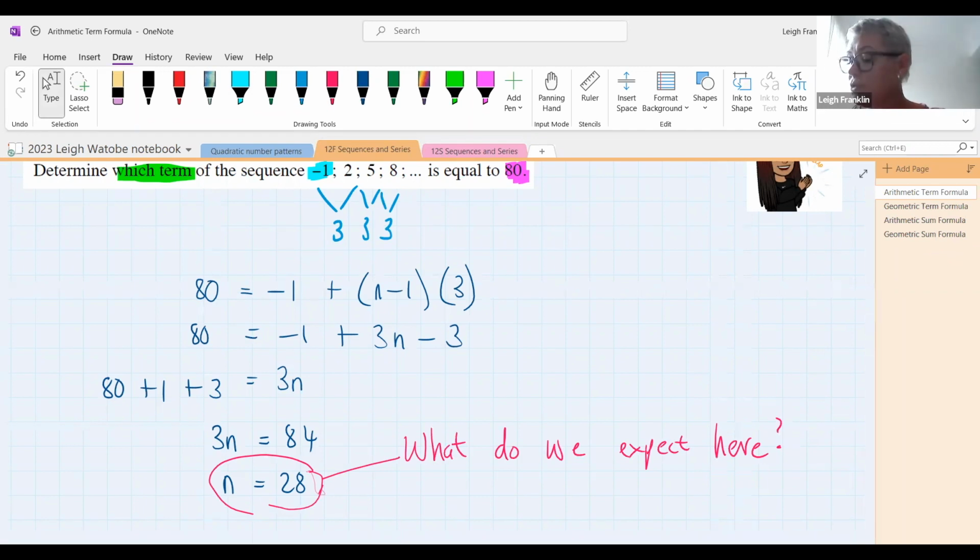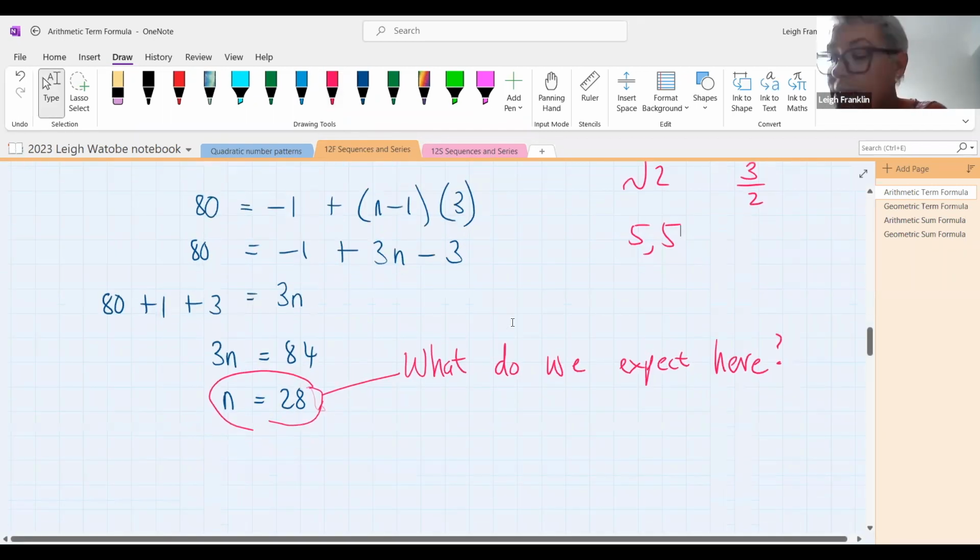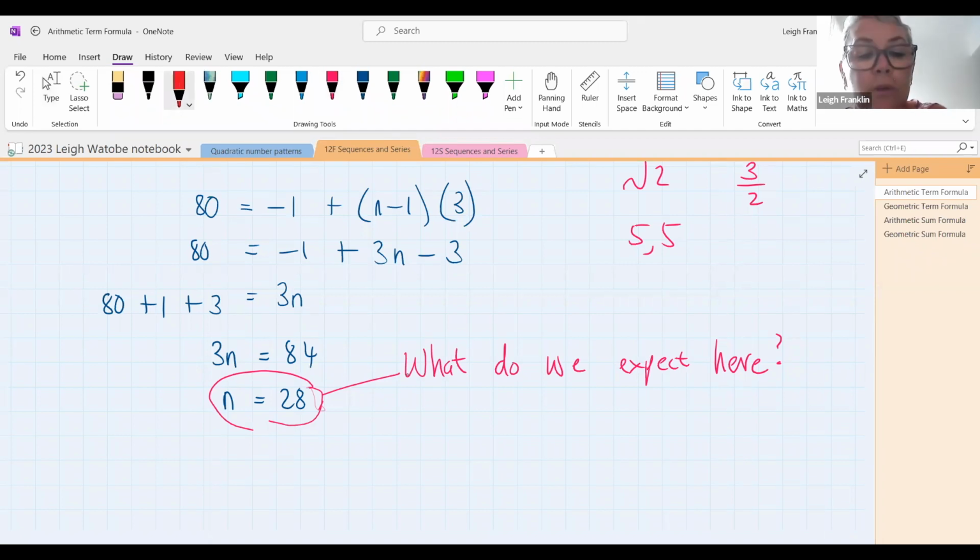What do we expect here? What sort of number are we expecting? A natural number. A real number or a positive number is not okay, because a real number, something like √2, is a real number. Something like 3/2 is a real number, a positive number, and so is something like 5,5. But that's not enough. It's not enough for it to be real and positive. It has to be natural. So what we are expecting here is a natural number.